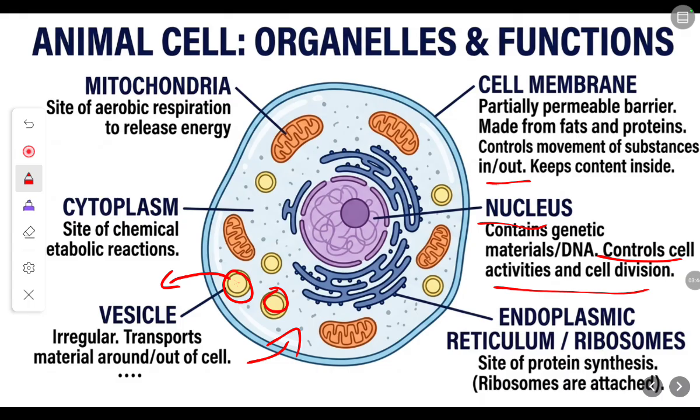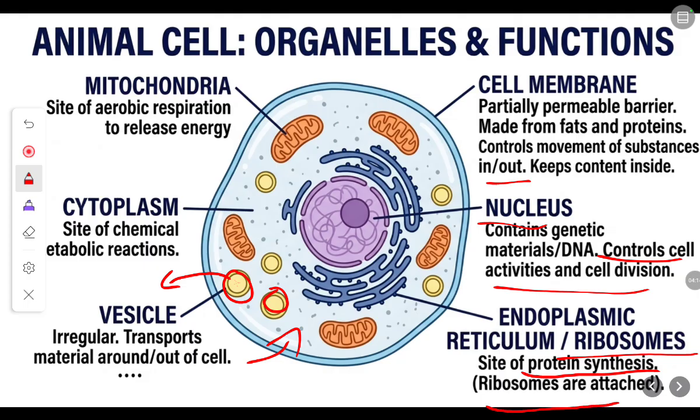Endoplasmic reticulum and the ribosomes. The endoplasmic reticulum contains the ribosomes, and these ribosomes are found on the endoplasmic reticulum. Ribosomes are small tiny circles which are present in the cell, and they are mostly dark, and we are going to see the animal cell under the microscope after this slide. The ribosome is the site of protein synthesis.